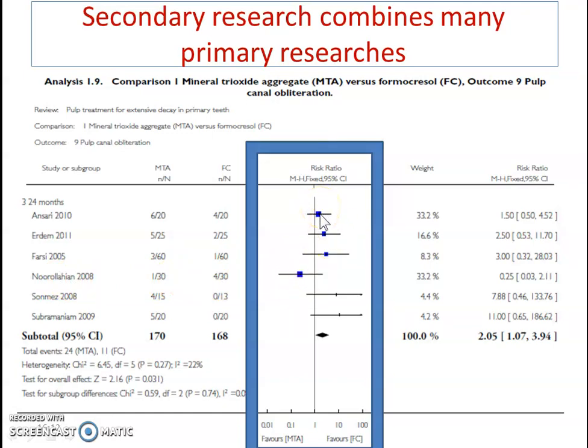Each of these individual studies, we can call them primary research. But this study is secondary research which is reporting this. This study is combining the results of all of them and then finally telling that it is the formocresol which is better for pulp canal obliteration. So this is an example. This graph is taken from a secondary research which is combining multiple other primary researches. Such a study is called a meta-analysis. So in the next lecture, we will see more about various other types of research. Thank you.